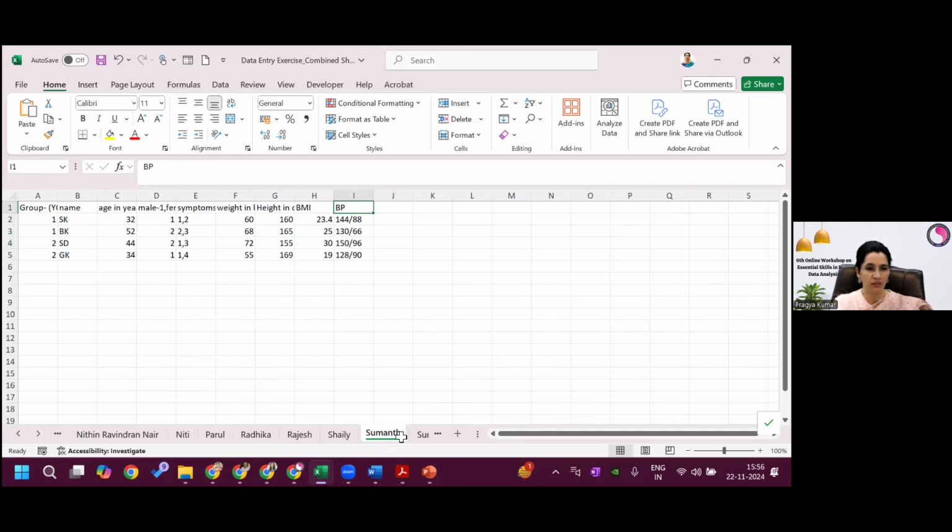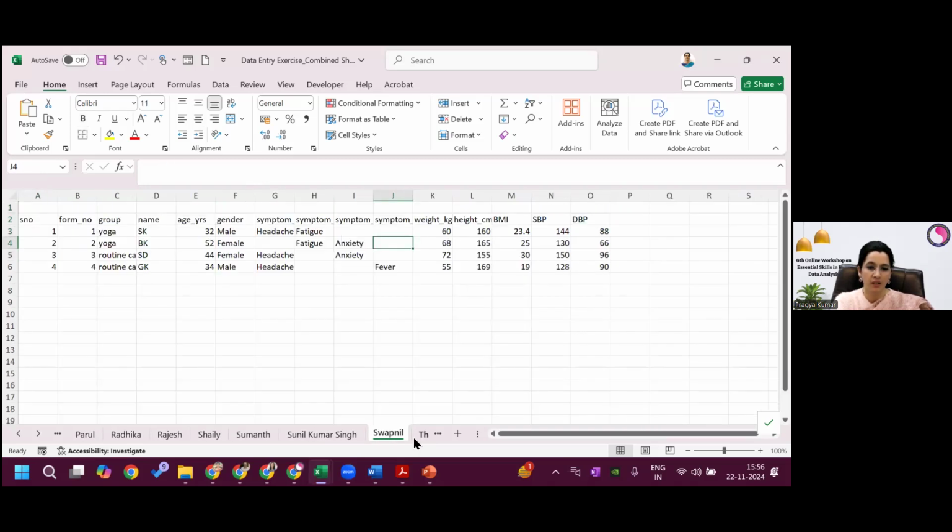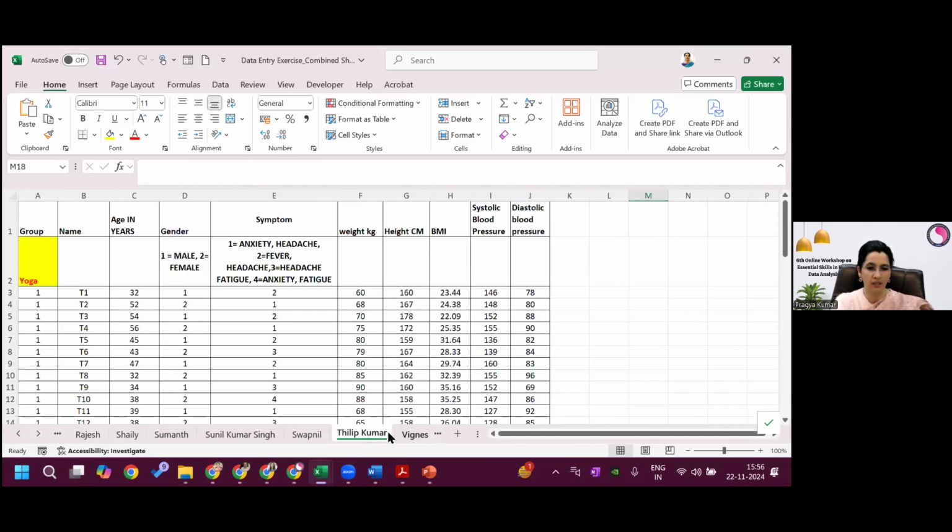Dr. Sumant, again what he has done, symptoms 1, 2, no, it should be 4 separate columns, the way you have seen, and again BP in a separate column. Sunil Kumar Singh, again he has done it correctly, but here symptom 1, 2, it should have been headache present, absent, anxiety, fever and fatigue. Dr. Swapnil has done it, I think there are some missing values here and here. She has taken symptom. No, it should have been headache, fatigue, anxiety. The rest is okay.